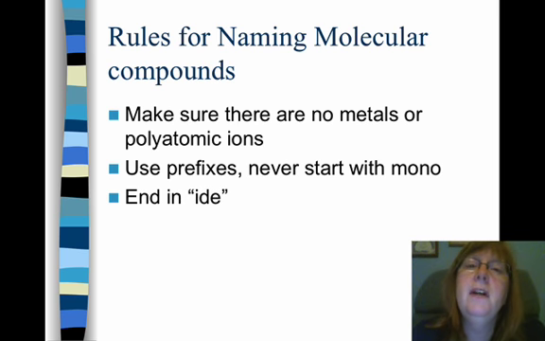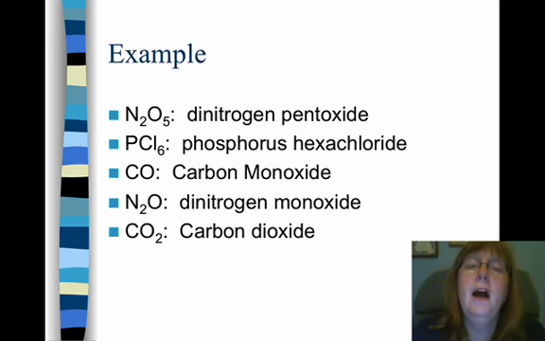All right, so here are the rules for naming molecular compounds. First of all, let's make sure it's not an ionic compound, because if it is, we should not be using these prefixes. So make sure there are no metals or those polyatomic ions. Use prefixes, but we never want to start the name with mono. And we're going to keep that "-ide" ending. All right, here we go.